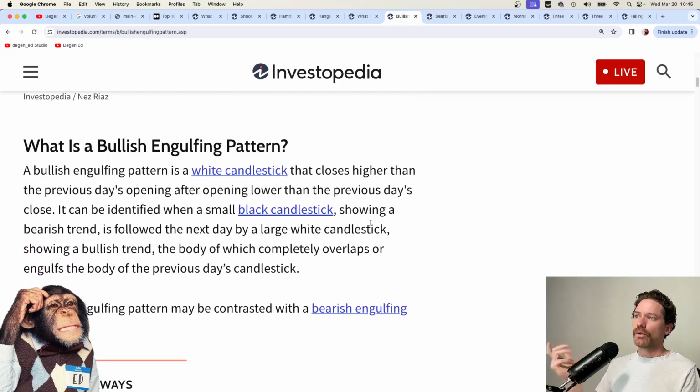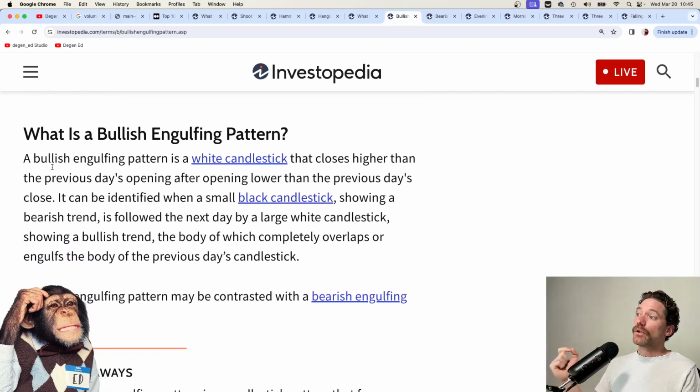And so what is a bullish engulfing candle pattern? A bullish engulfing pattern is a white candlestick or a green candlestick that closes higher than the previous day's opening after opening lower than the previous day's close. It fully engulfs that candle. It can be identified when a small black candlestick or a red candlestick showing a bearish trend is followed the next day by a large white candlestick showing a bullish trend or a reversal, and the body of which completely overlaps or engulfs the body of the previous day's candlestick.